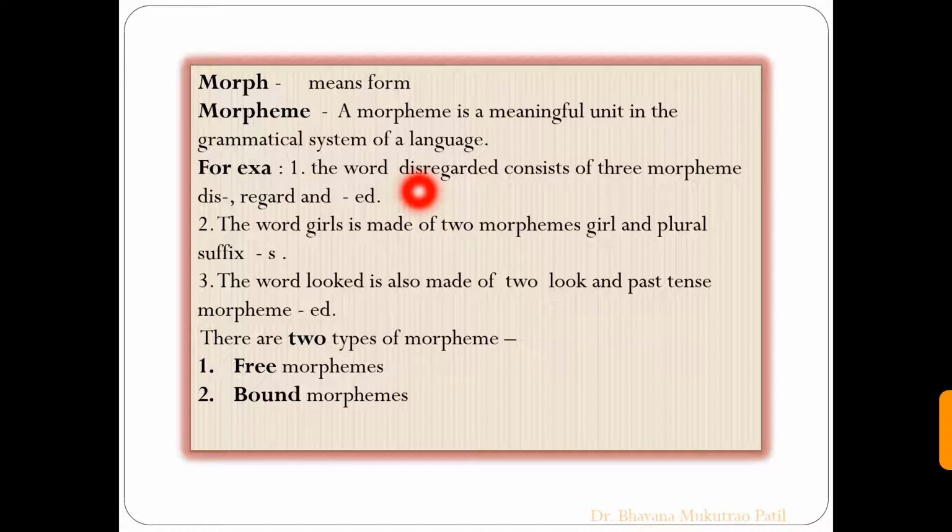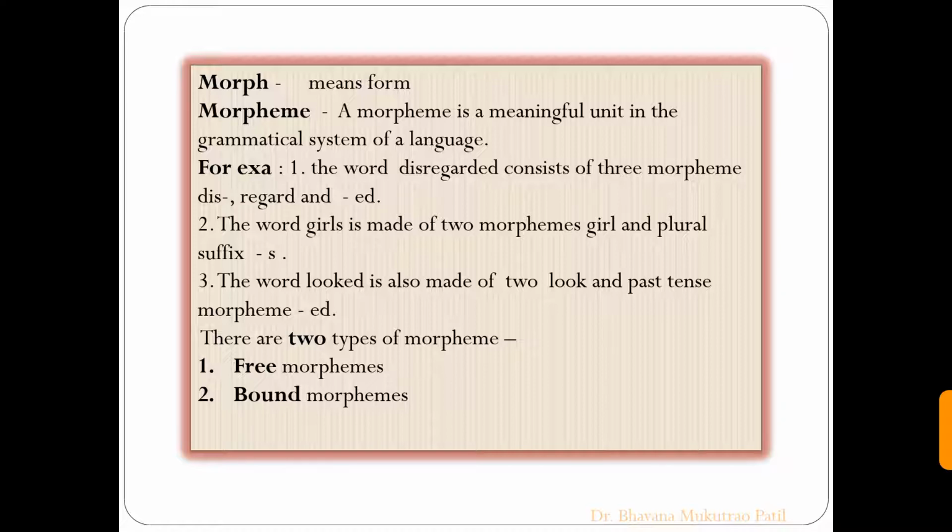Now compare the definition of morpheme with that of the phoneme. A phoneme is a minimal distinctive unit in the sound system of language. A phoneme is distinctive, and a morpheme has meaning of its own. Let us see the difference between morpheme and phoneme.